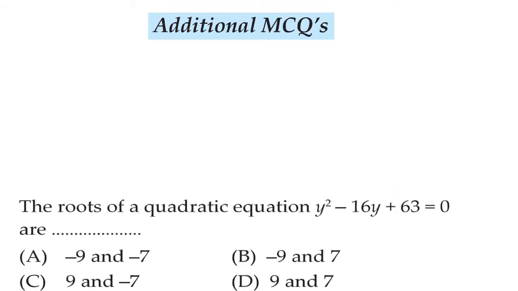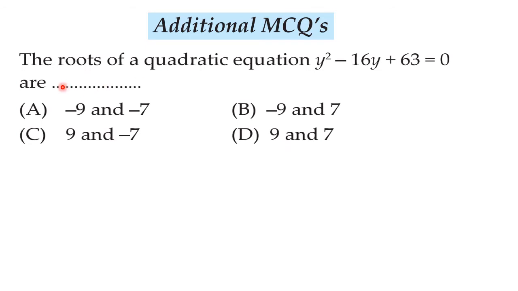Okay, first one here. The roots of a quadratic equation y square minus 16y plus 63 is equal to 0 are, and the options are provided: minus 9 and minus 7, minus 9 and plus 7, 9 and minus 7, and 9 and 7.